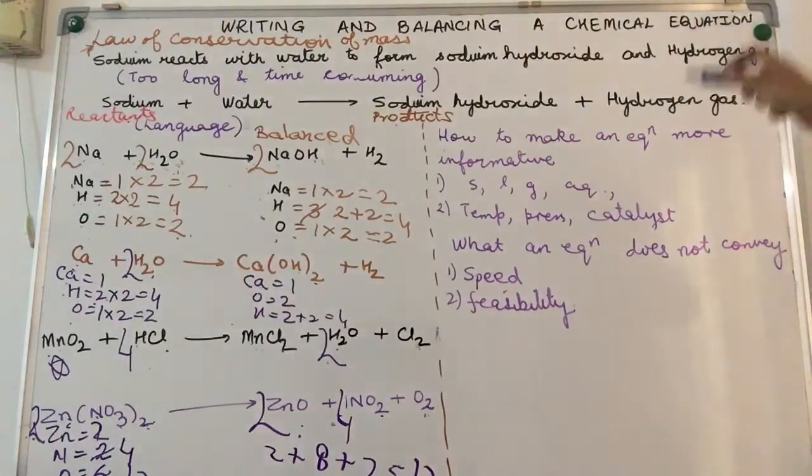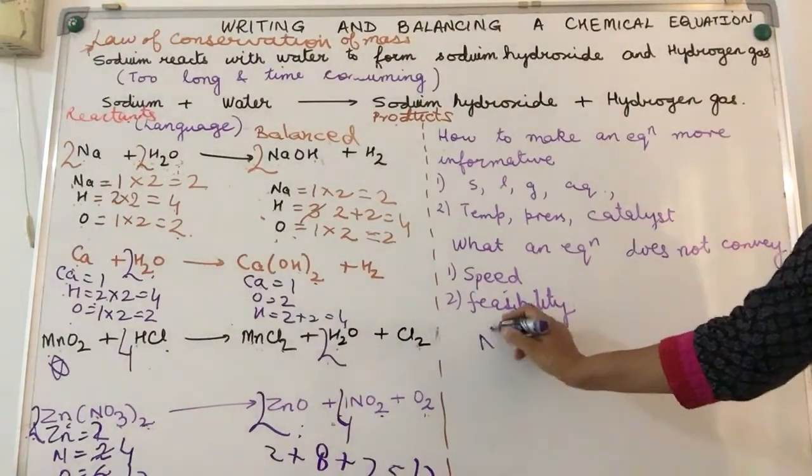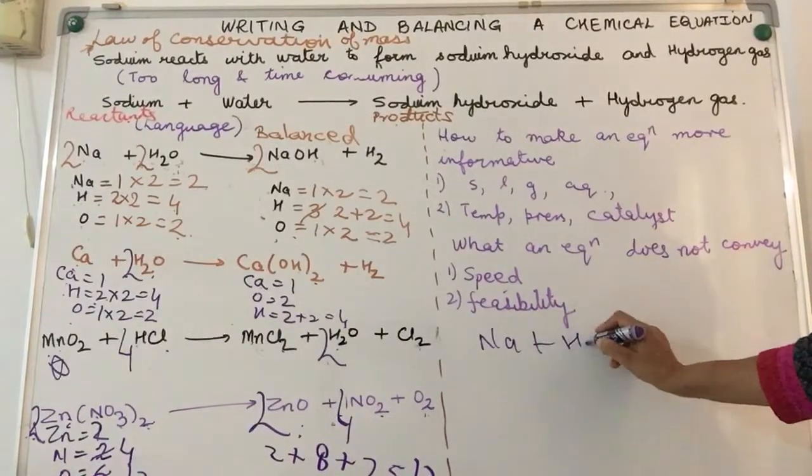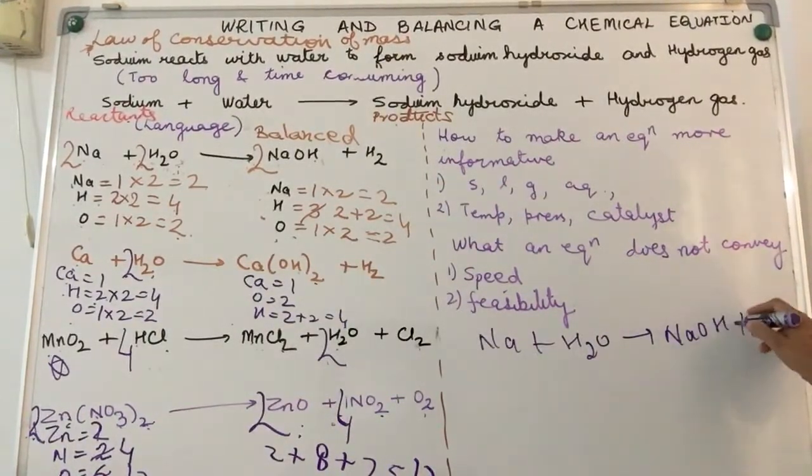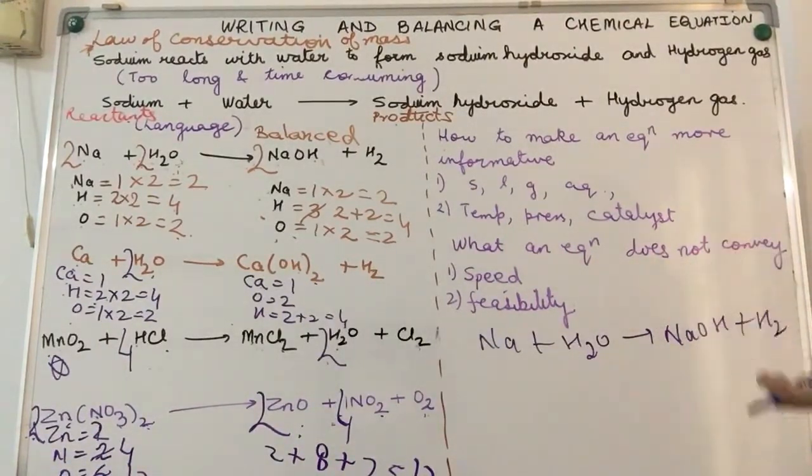How can we make an equation more informative? So let us suppose I have an equation. The first one: sodium plus water gives me sodium hydroxide plus hydrogen. Here I don't know what is the state of sodium, water, in what form am I taking. Water can exist in the form of a solid, liquid or gas. So what form of water is reacting with sodium?